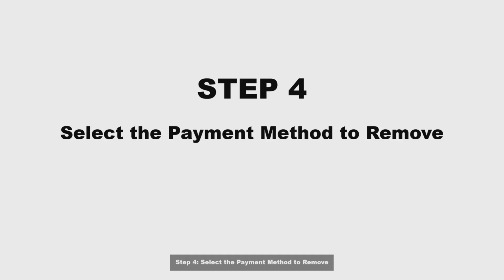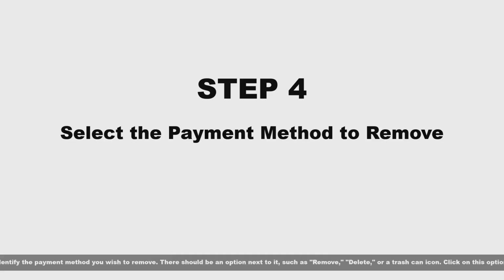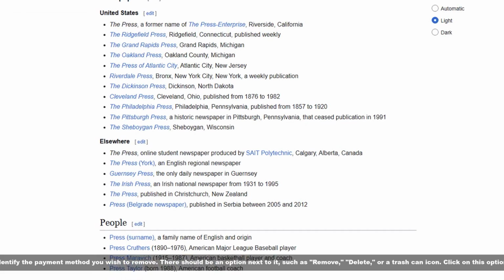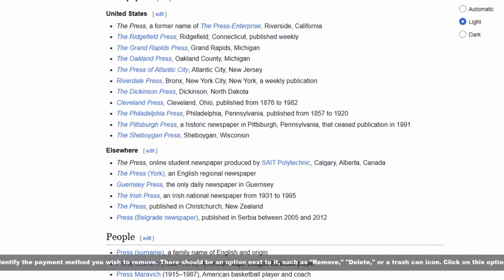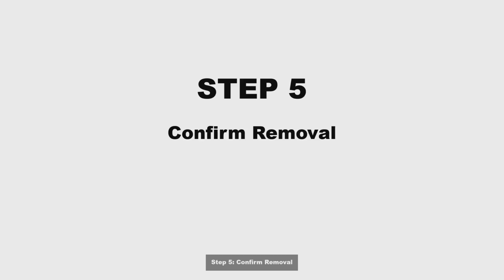Step 4. Select the payment method to remove. Identify the payment method you wish to remove. There should be an option next to it, such as Remove, Delete, or a trash can icon. Click on this option.